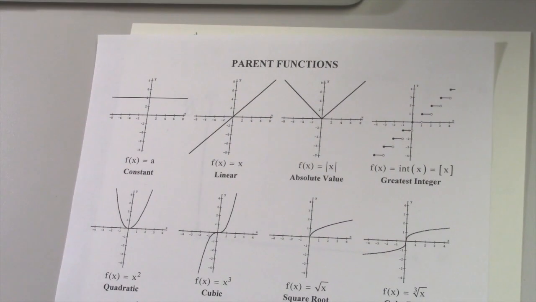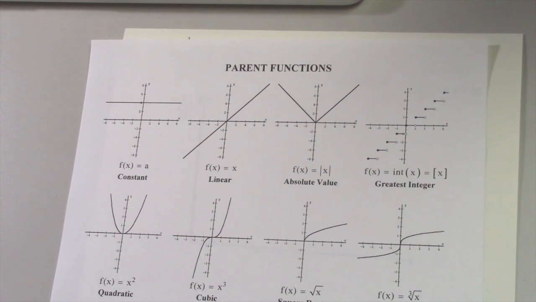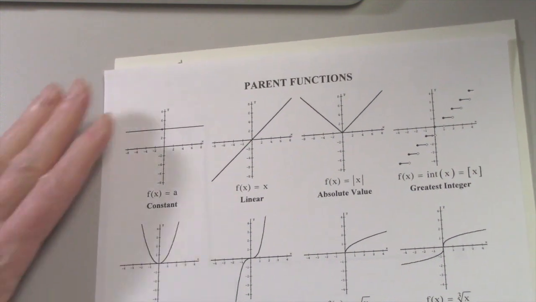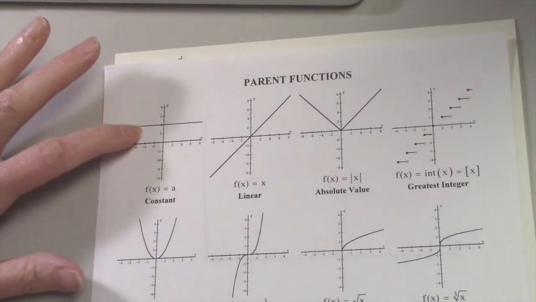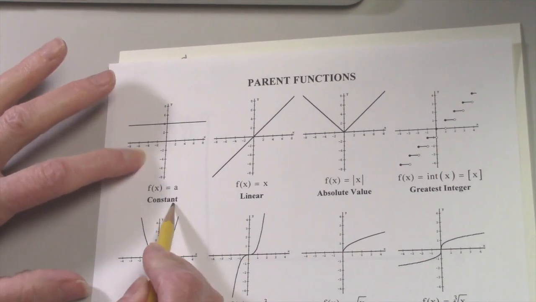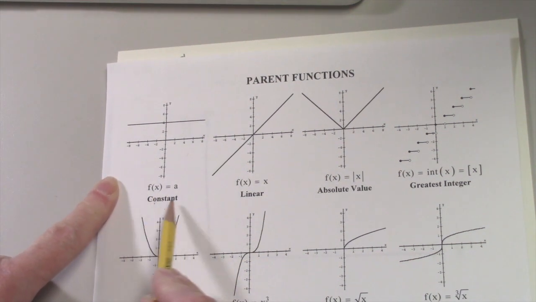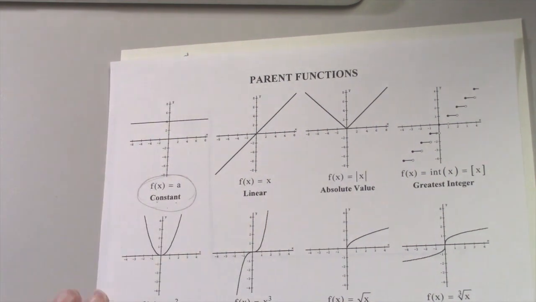Okay, real fast, for all you math whizzes. This is just a sheet I printed that has the different types of graphing functions. First one was our constant function, which is kind of what we learned in 7th grade. It has a straight line.